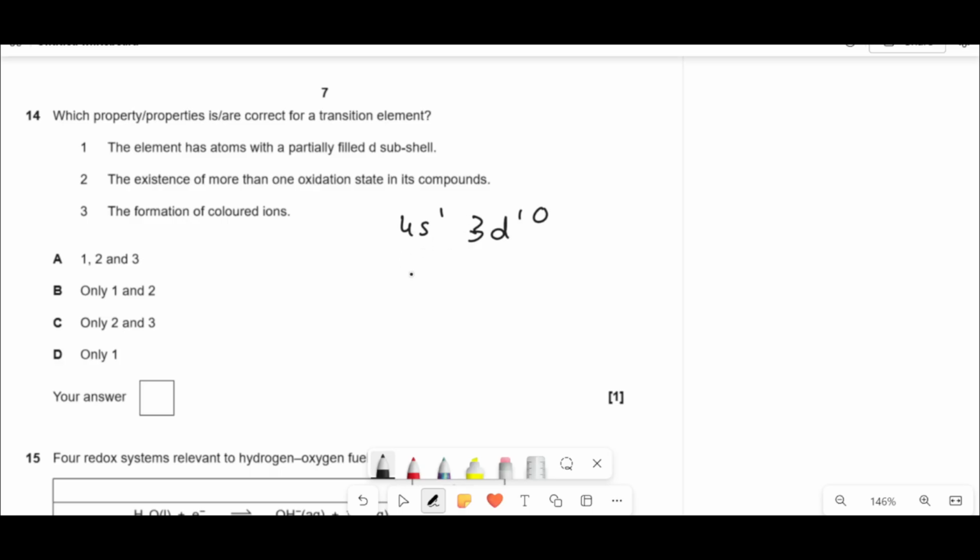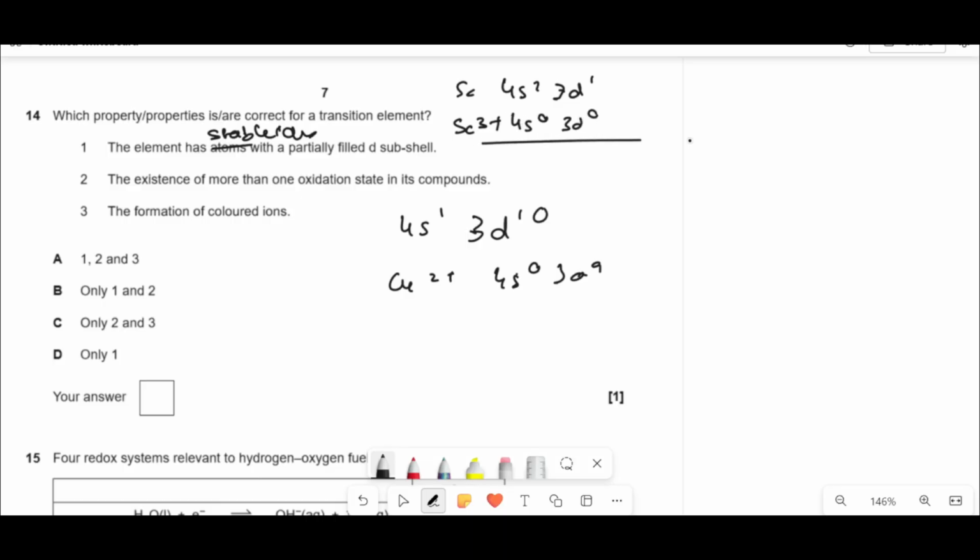No, because when you make it a Cu2+ ion, it becomes 4s0 3d9. So it has stable ions with a partially filled d subshell. Because if we took your logic and said partially filled d subshell, right? Scandium is 4s2 3d1, and the only ion it forms is Sc3+, which is going to be 4s0 3d0, which has an empty d subshell. So it's not a transition metal unless it has stable ions with a partially filled d subshell, so that one's out.